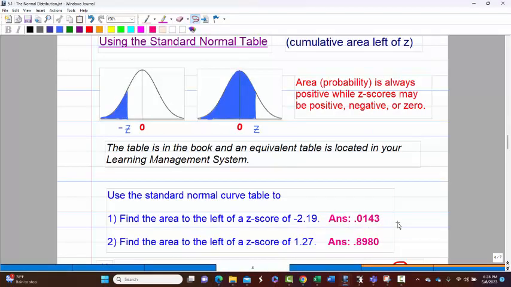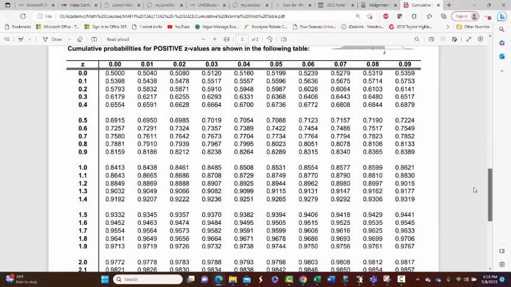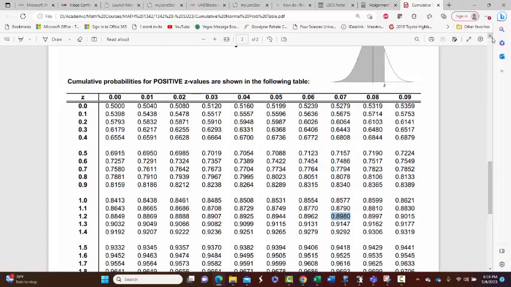Ta-da! Now it says find the area to the left of a z-score of positive 1.27. And come down to the positive part. Here's 1.2, 0.07, 1.27. So the 1.2 row, 0.07 column gives you a z of 1.27, which then gives you an area to the left, as it shows in the picture here, area to the left, 0.8980.